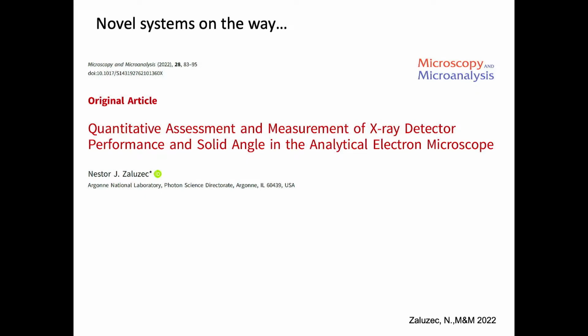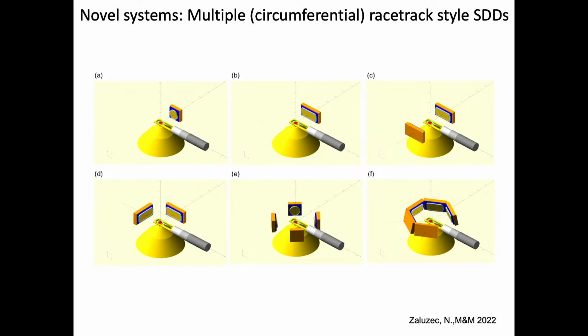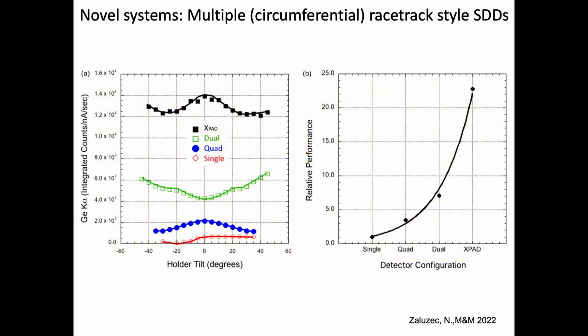But I'm really excited about this field because novel systems are on the way. This is a recent work from Nestor Zaluzec, where he is developing, together with Thermo Fisher, these racetrack-style silicon drift detectors. So they are really improving the sensitivity of the system a lot. In some cases you can have this circumferential detection capability, and this would improve our detection sensitivity a lot. And I think that if we're able to combine it with cryo, we'll be able to get elemental information from frozen samples.